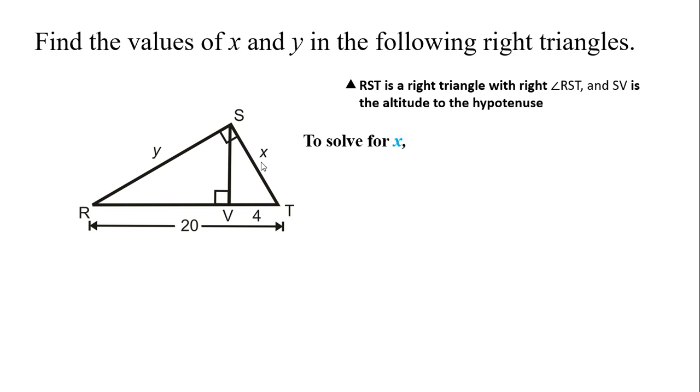To solve for leg x, again, we're going to follow the formula. In getting the leg, you're going to get the square root of the product of the hypotenuse and the segment adjacent to leg x. And that segment adjacent to leg x is VT.